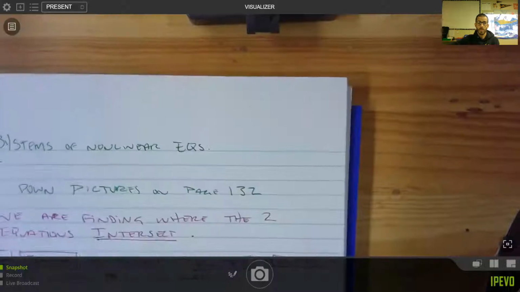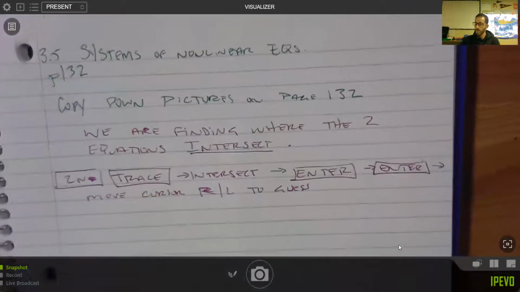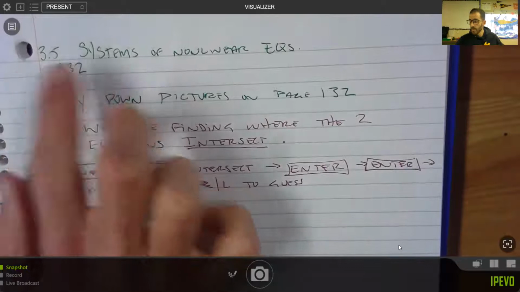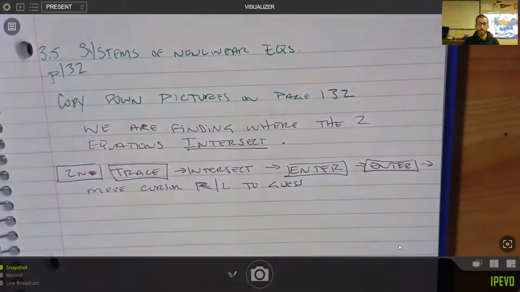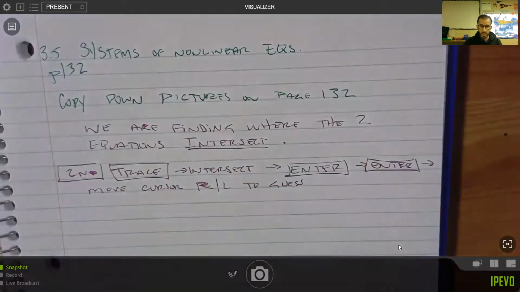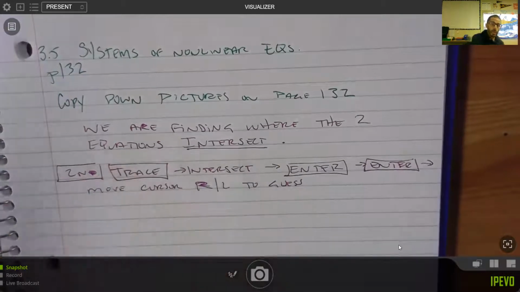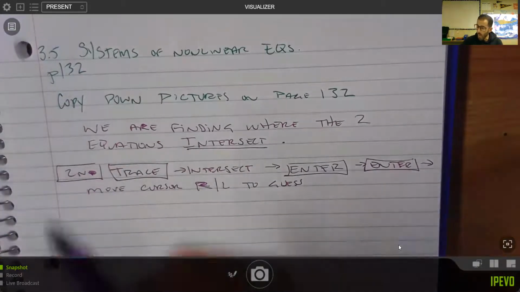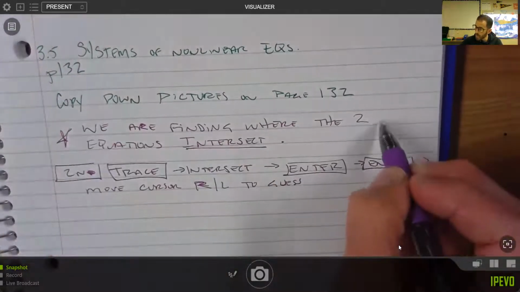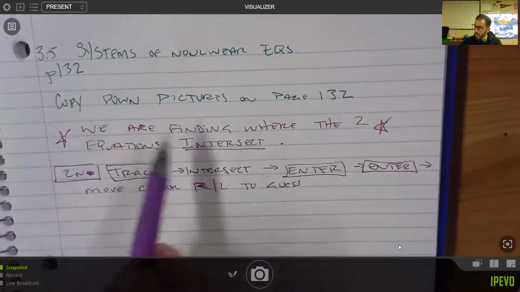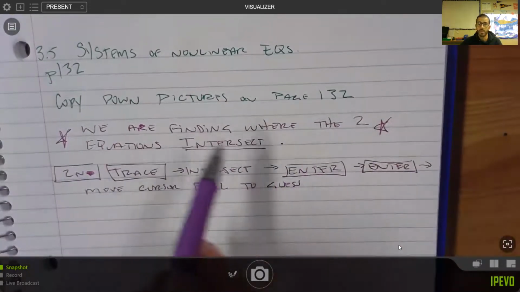So on page 132, we're talking about systems of nonlinear equations. Copy down those pictures on page 132. You need to pause the video to do that. Make sure you understand this concept. We are finding where the two equations intersect.